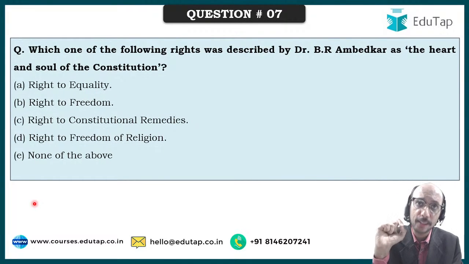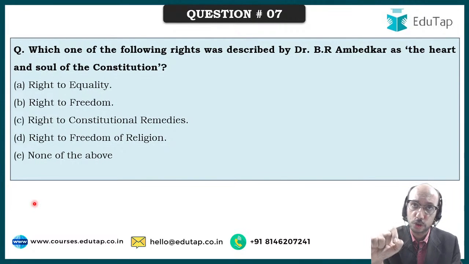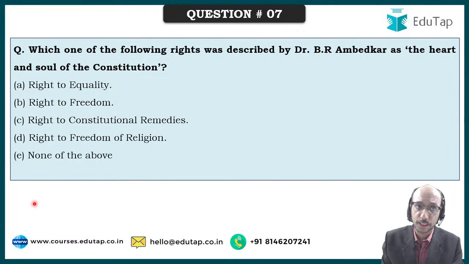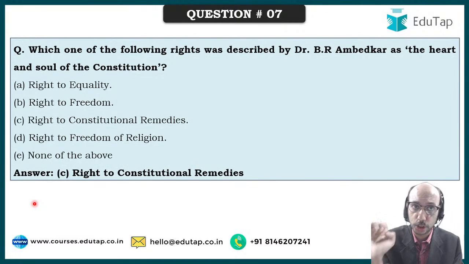Which one of the following rights was described by Dr. B.R. Ambedkar as the heart and soul of the Constitution? This is something that I had not discussed earlier, so it would be unfair of me to ask you to answer correctly 100%. The answer over here is right to constitutional remedies. Baba Sahib said that right to constitutional remedies is the heart and soul of the Constitution.